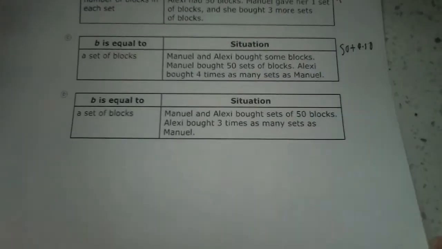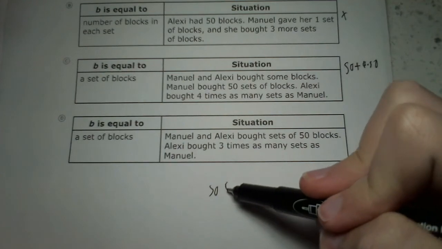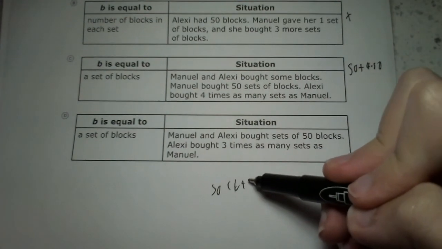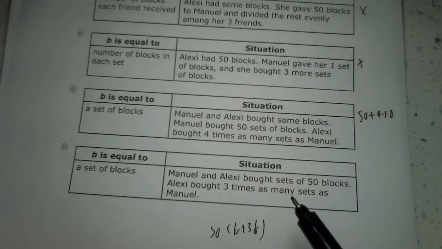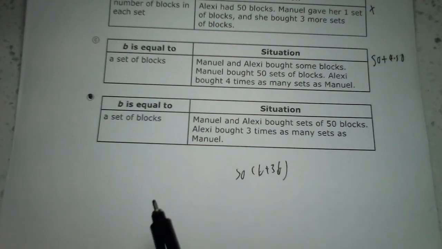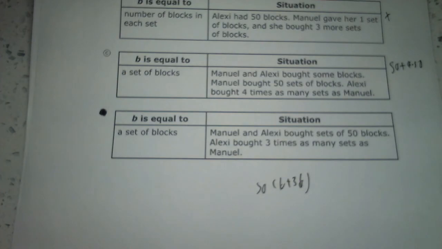Let's try out this next one. Manuel and Alexi bought sets of 50 blocks. Alexi bought 3 times as many sets as Manuel. So each set is 50, and Alexi bought 3 times as many sets as Manuel. So we can create something like this, which looks exactly like what we have up there. So this, question D, is the correct answer. Answer D.